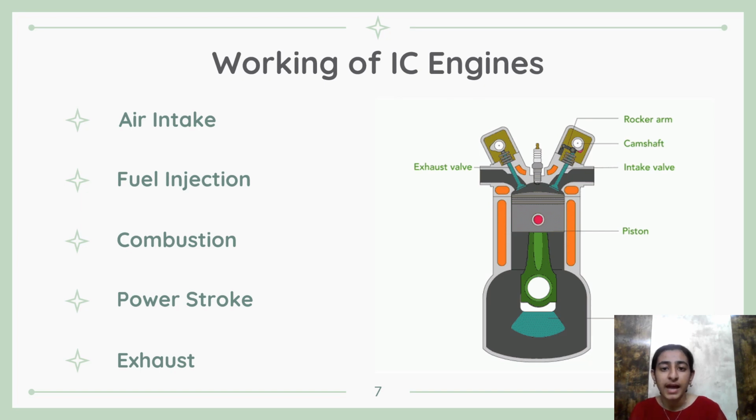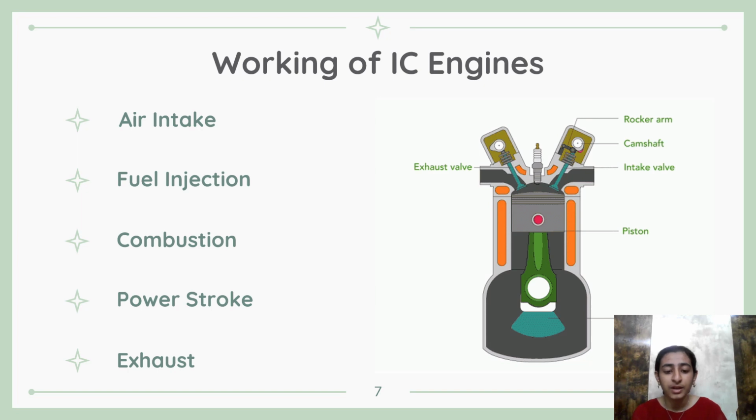Now, let's understand the working of IC engine. The first step is air intake. The engine pulls in air through an intake valve as the piston moves down in the cylinder. Next, we have fuel injection. In two-stroke engine, a fuel injector sprays a fine mist of fuel into the air, creating a highly combustible mixture. In four-stroke engine, fuel is injected at high pressure into the hot compressed air. In both cases, the mixture is ignited to create combustion.